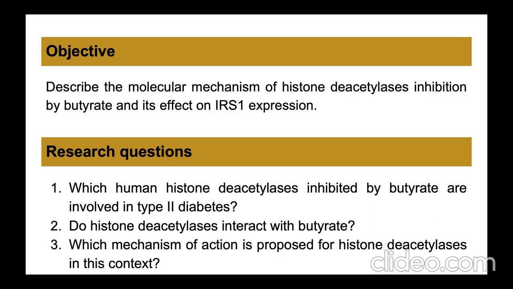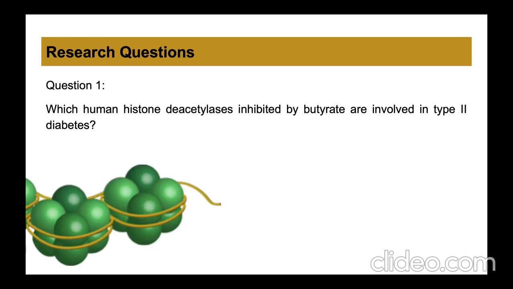To achieve this objective, we make 3 research questions which we are going to describe and answer in the following slides. Our research question number one is: which human histone deacetylases inhibited by butyrate are involved in type 2 diabetes?